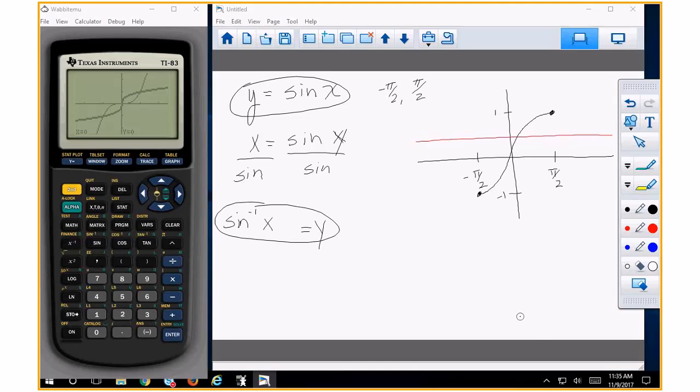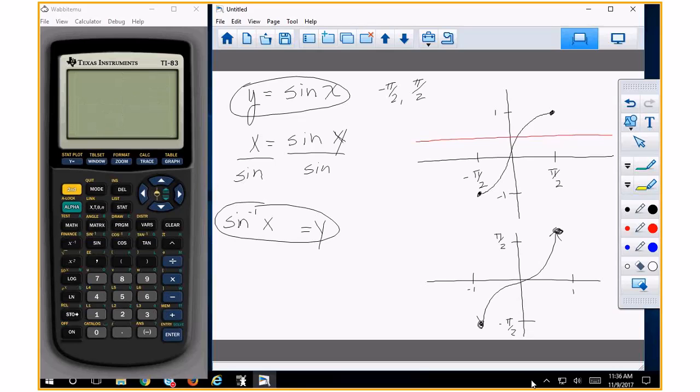Alright, so here is the function for the inverse sine, which is going to be pi over 2, negative pi over 2, negative 1, and positive 1. Now, this one's going like this. What do you think this one's going to be doing? It's going to be going at a different angle. It's going to be going like that.